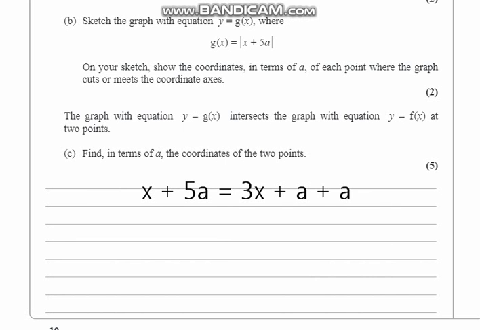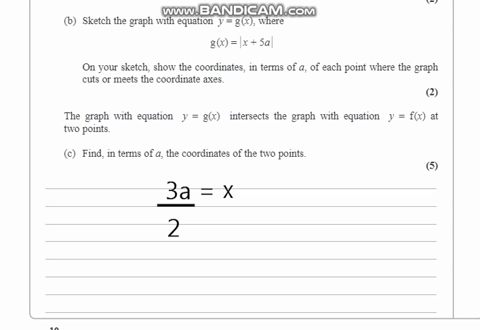x plus 5a equal to 3x plus a. And now what we'll do is the easiest step, take the common terms to one side. There you go, 5a minus 2a equal to 3x minus x. So doing just basic maths here, subtracting, we will get, there you go, 3a equal to 2x. And in order to get the x value in terms of a, I'll divide by 2 on both sides. There you go, we got x value 3a upon 2.